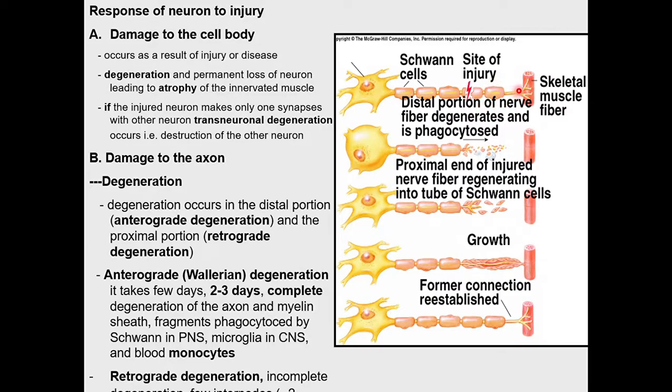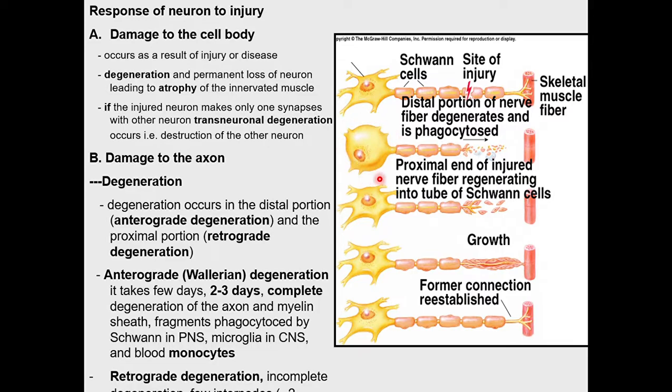and this type of degeneration takes 2 to 3 days to complete, and it involves the phagocytic ability of the microglial cells, Schwann cells, and monocytes to engulf the fragmented, damaged tissue. Also, we have a retrograde degeneration. This retrograde degeneration involves the proximal part, almost two internodal segments. Those two internodal segments usually degenerate.